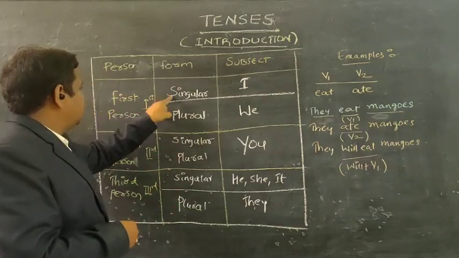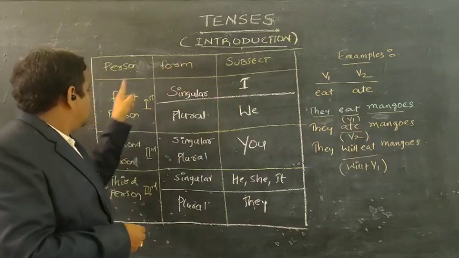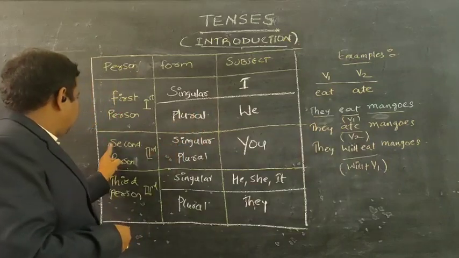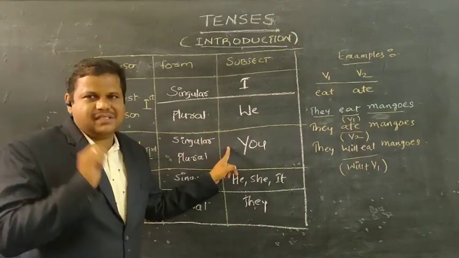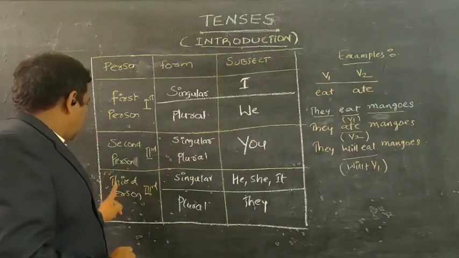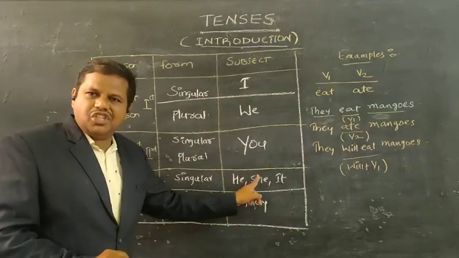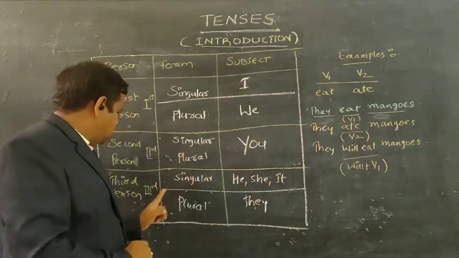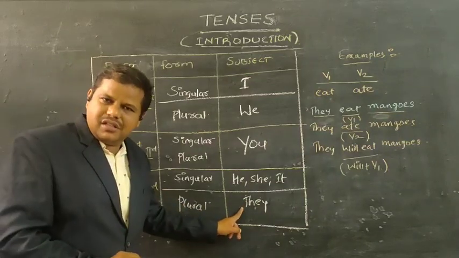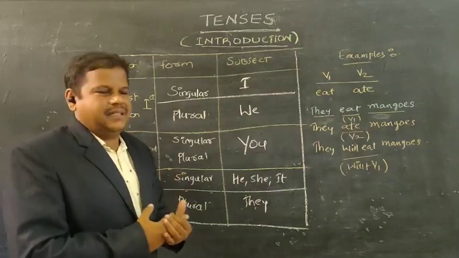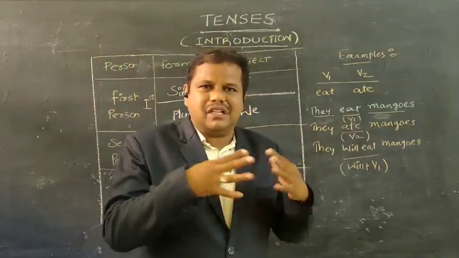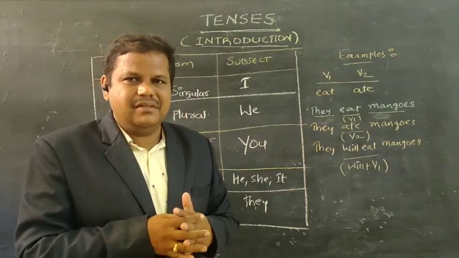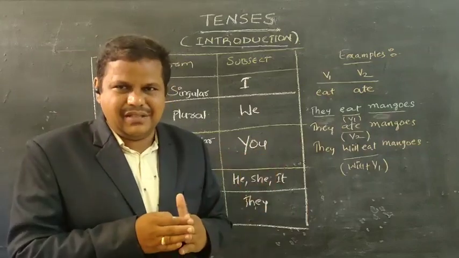The first person singular, the subject is I. The first person plural, the subject is we. And the second person singular and plural, we have only one subject, that is you. The third person singulars are he, she, and it. The third person plural is they. When you want to write sentences, most probably we are going to use these particular subjects in your tense writing. Now, we'll take a simple example with simple present, past, and future tense, and I'll end with this example.